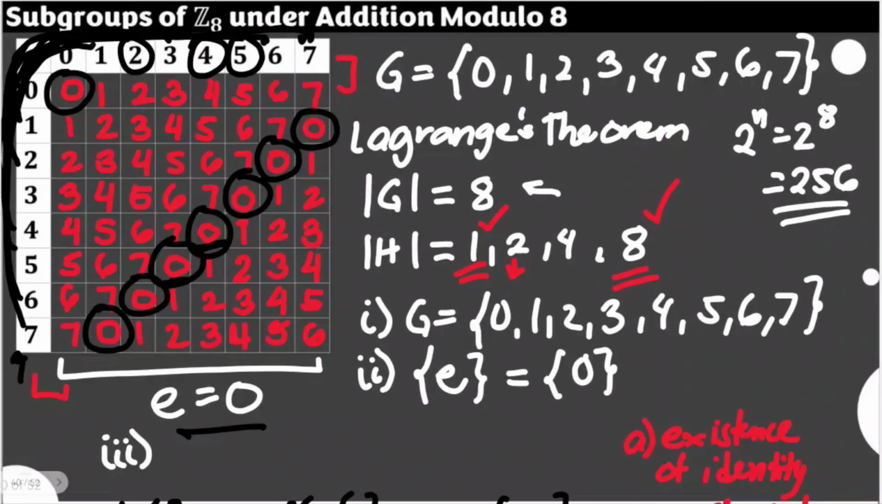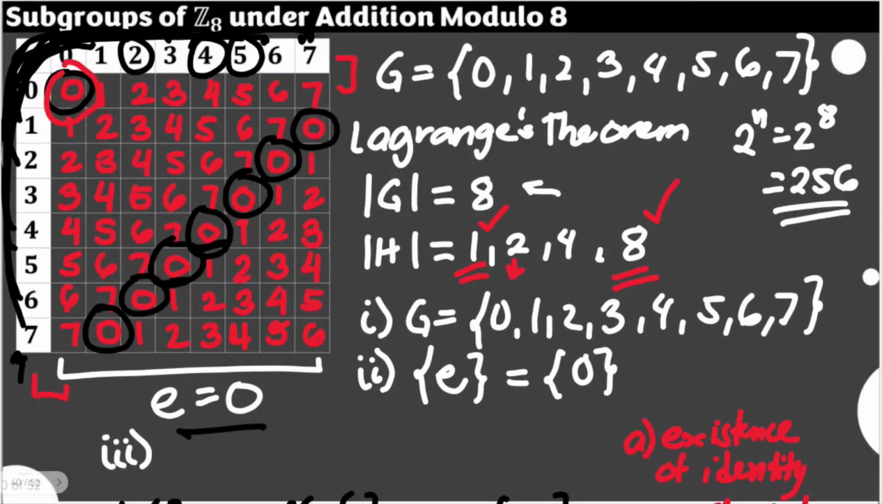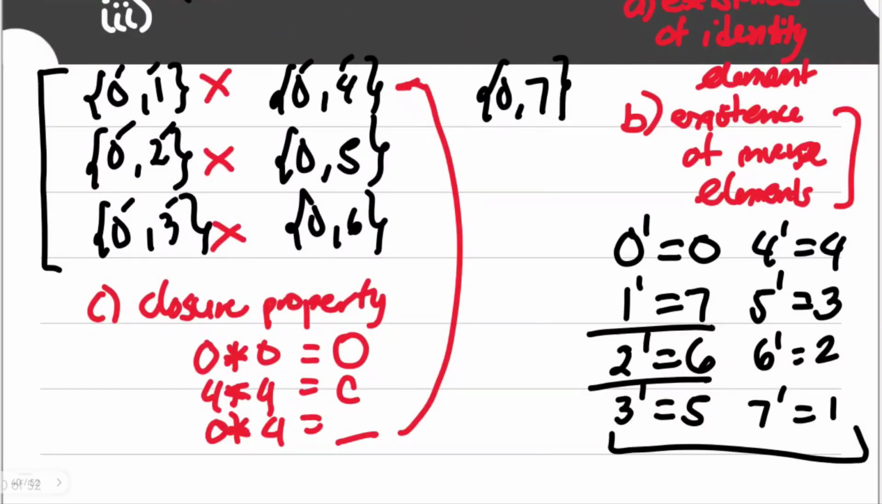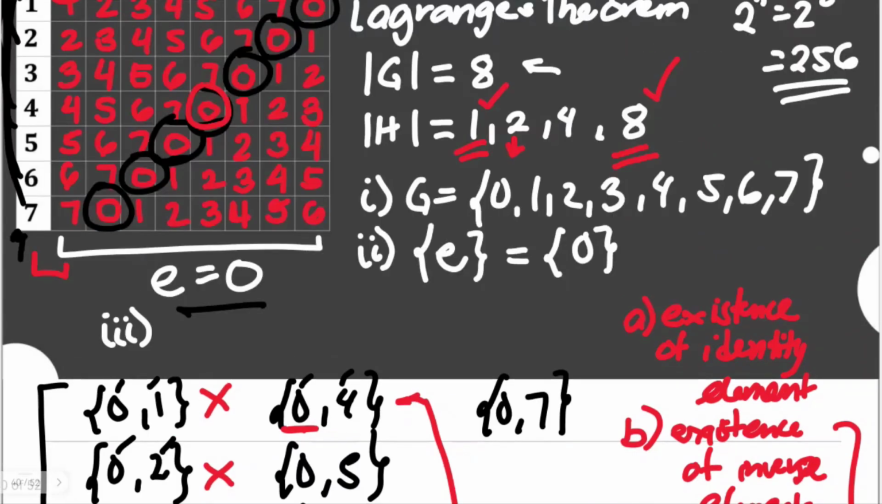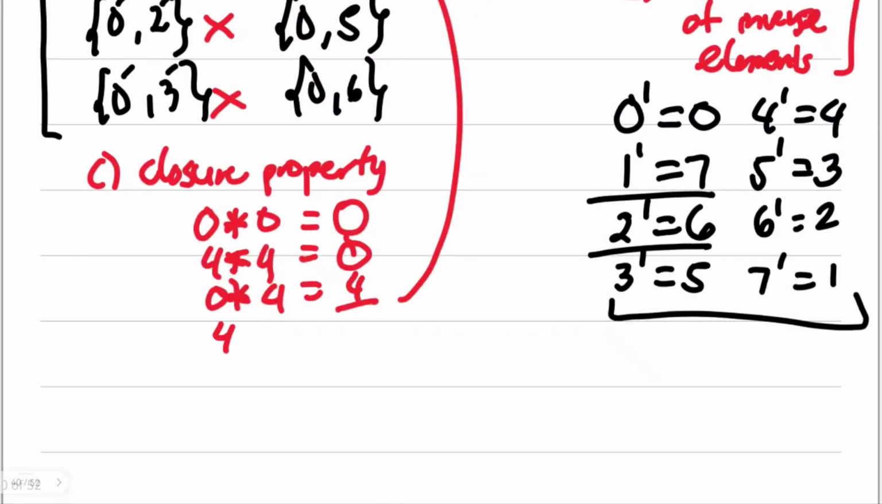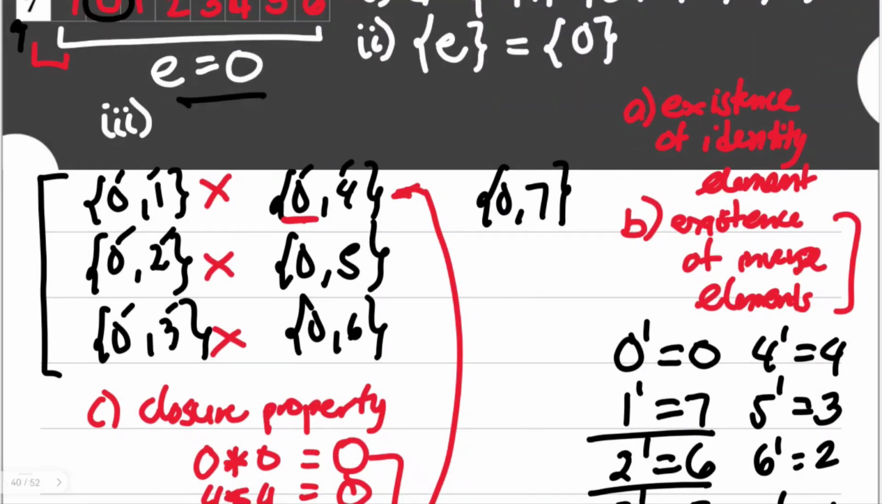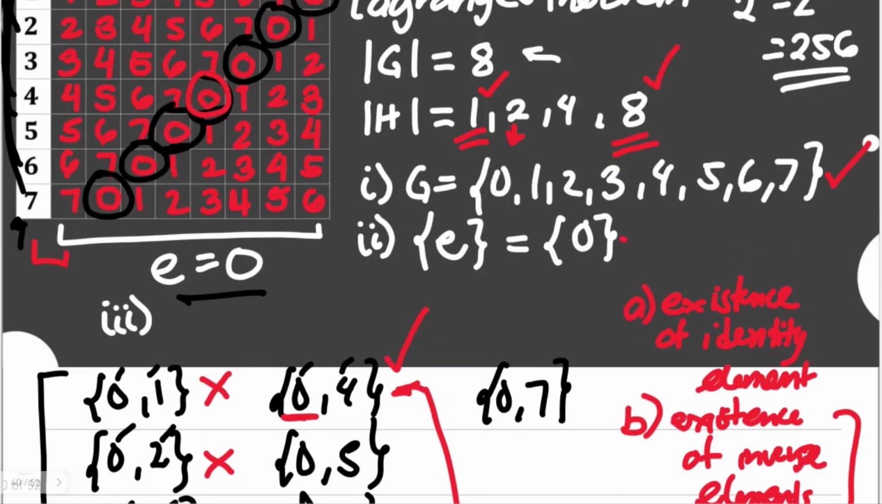Going back to our Cayley table, 0 star 0 is 0, so it's already okay. 4 star 4 is also 0, and 0 is still there. And 0 star 4 is actually 4. Even 4 star 0 is also 4. With all of this, the results are still elements of the set. Again, the identity element is there, the inverse is already there, and it's closed, so this is, of course, the third subgroup after these 2 here.